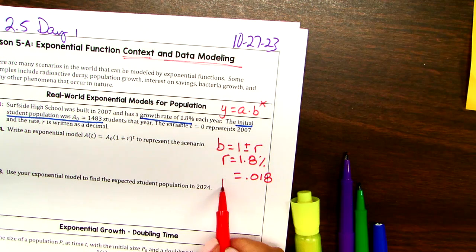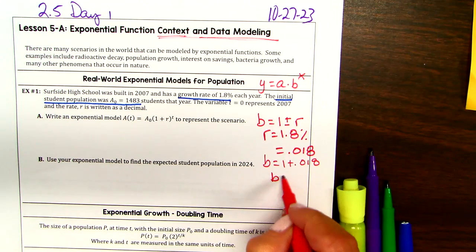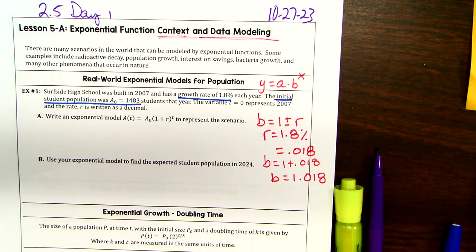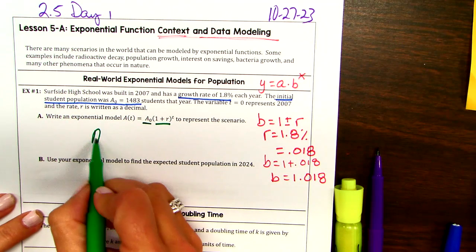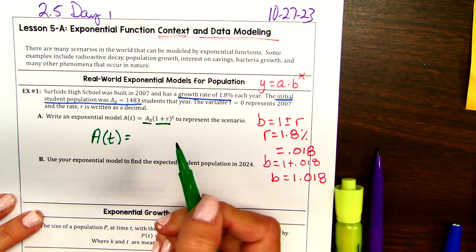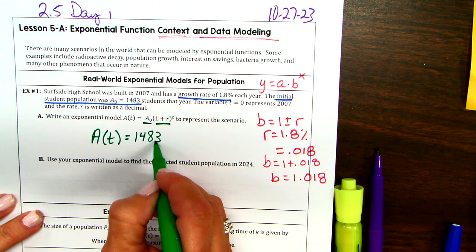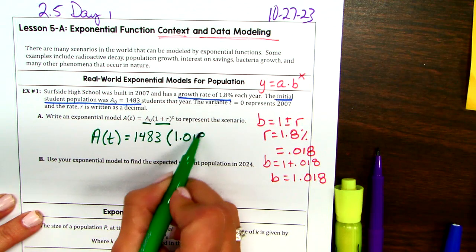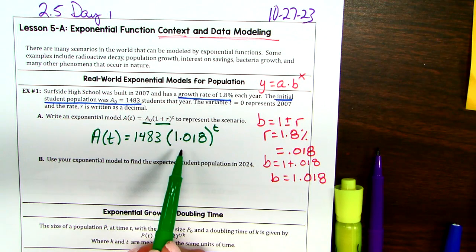And since this is adding, it would be 1 plus 0.018, known as 1.018. Okay? So we have everything we need to plug into this, right? We need the A value and the B value. This would be the model. A sub t equals our initial amount, starting amount, also known as our y-intercept on a graph. And for that reason, this is our b value. So remember, whenever your b is greater than 1, it's showing growth. Less than 1, decay. Right?